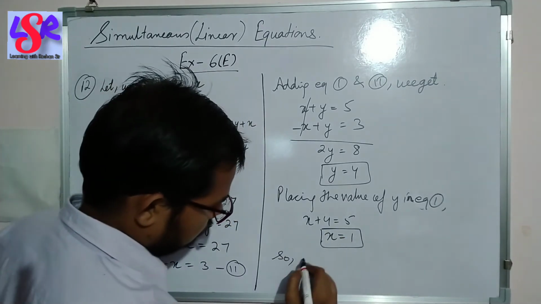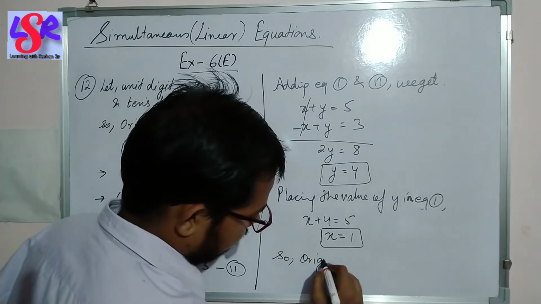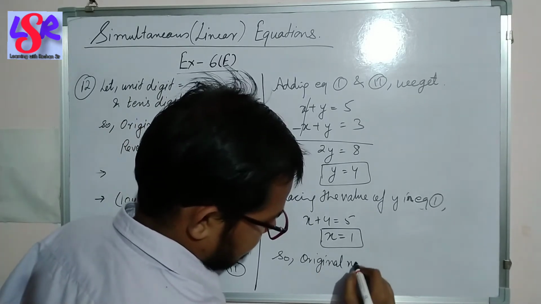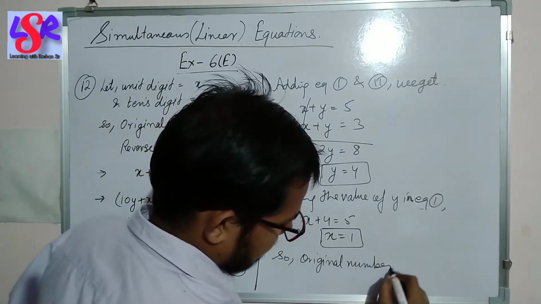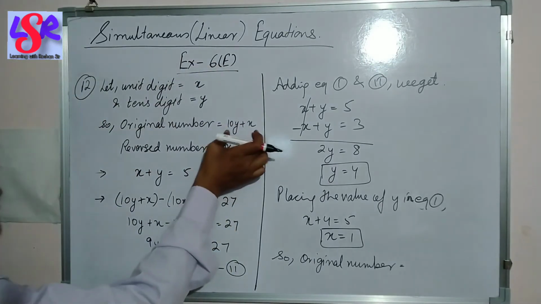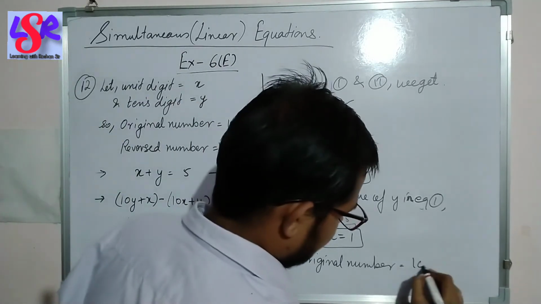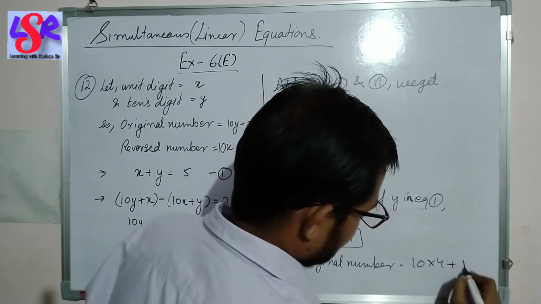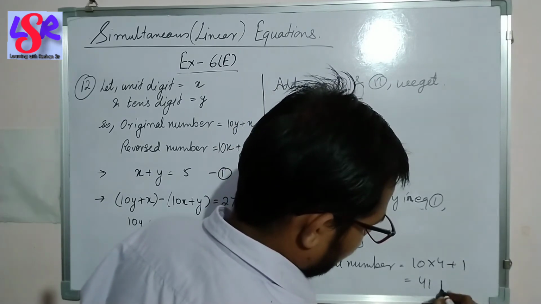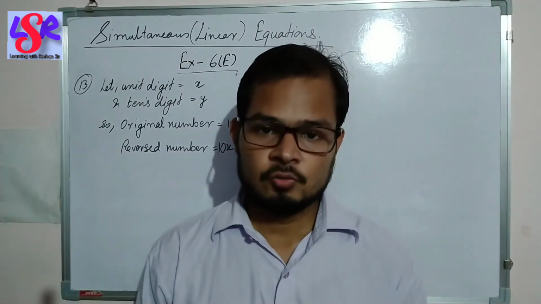So original number equals to 10y plus x, that is 10 into 4 plus 1, that is 41 as answer. Now let's go with question number 13.